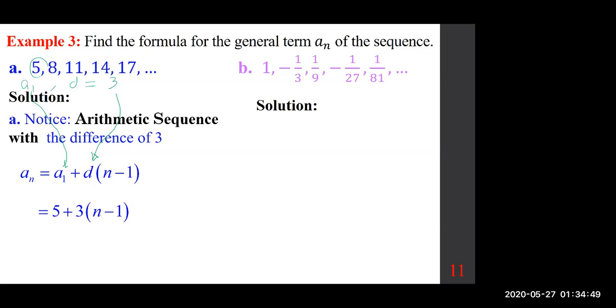And when you work it out, 5 plus 3n minus 3. And so a sub n has this general solution that is 3n plus 2. A sub n is 3n plus 2.